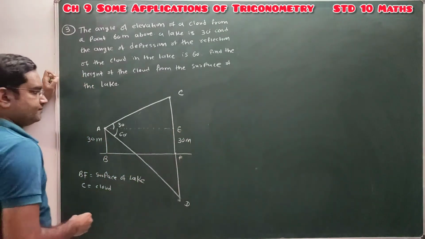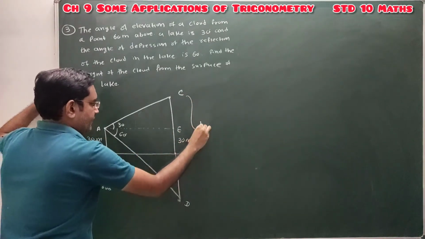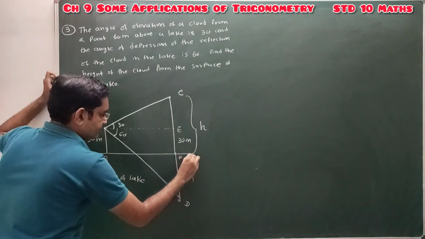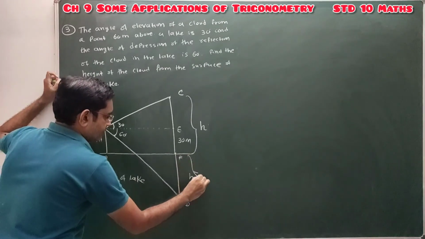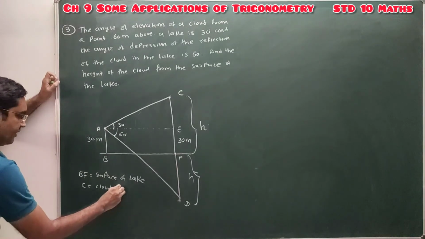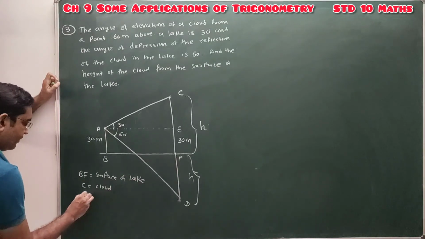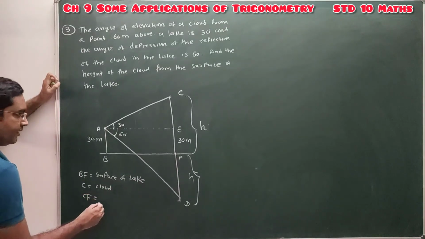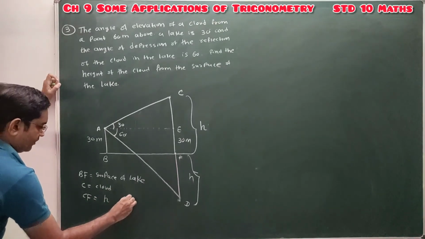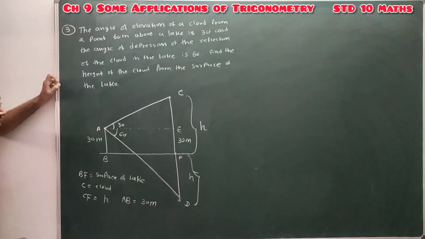Suppose this height of the cloud from the surface of lake is h. This one is h. So this height will also be h. Done. So let CF is equal to h. C is the cloud, and the height of the cloud from the surface of the lake is CF, and that is equal to h. And also the observer is standing 30 meter above the surface of the lake. So AB equal to 30 meter.